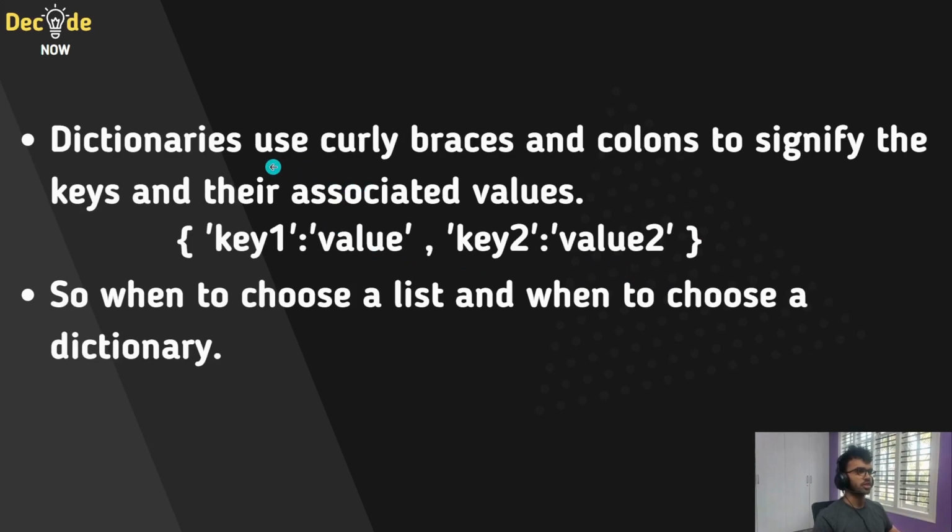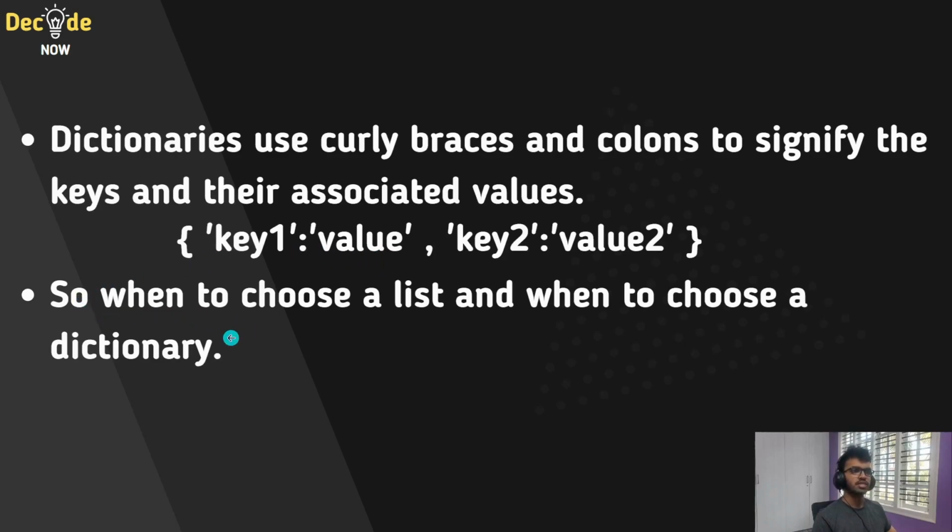Coming to the syntax of dictionaries, we use curly braces and colons to signify the keys and their associated values. All the key value pairs are enclosed within the curly braces, and the key will always be of type string enclosed within single quotes, and the key and value are separated by a colon. An individual key value pair is separated from another by a comma. Value can be of any type. It can be a string, a number, or a dictionary itself. We'll look at all those things in the example section of the video.